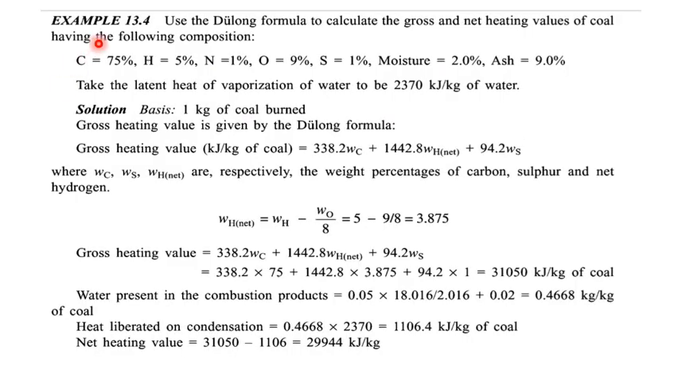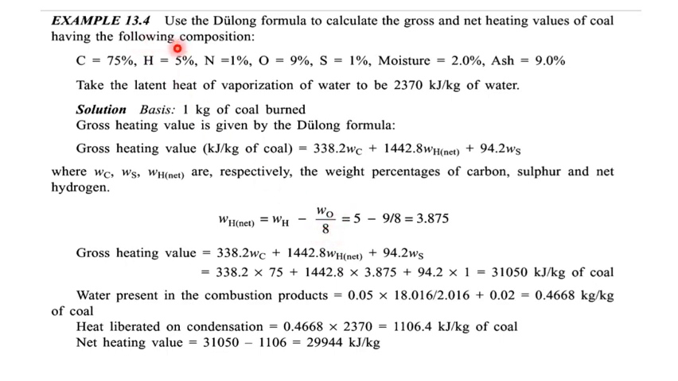So we will go to the next example. The next example is based on Dulong's formula. Dulong's formula is given as gross heating value equals 338.2 Wc plus 1442.8 Wh net plus 94.2 Ws, where Wc, Ws and Wh net are the weight percentage of carbon, sulfur and net hydrogen, and the weight percentage of net hydrogen equals weight percentage of hydrogen minus weight percentage of oxygen divided by 8.